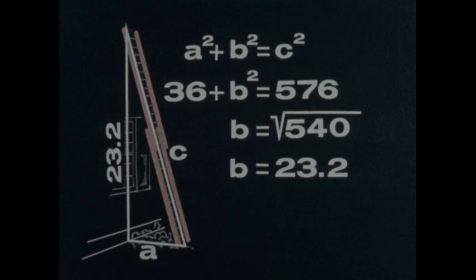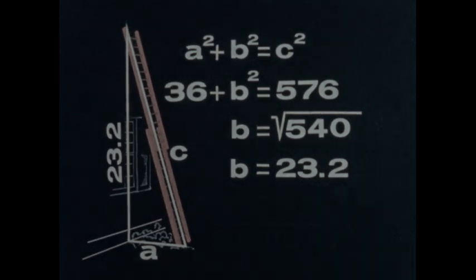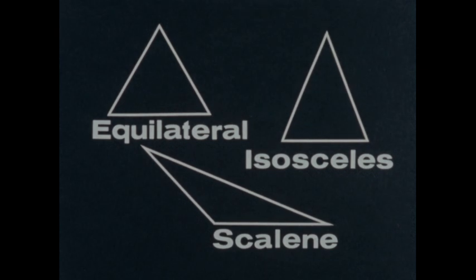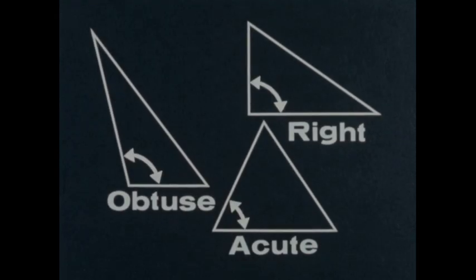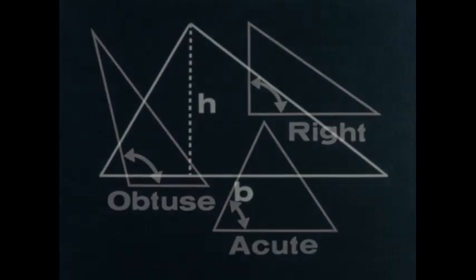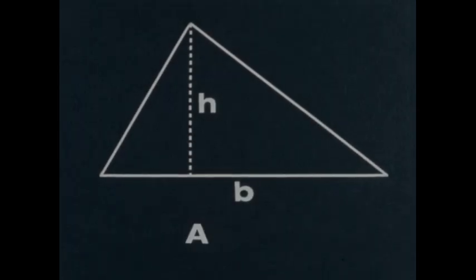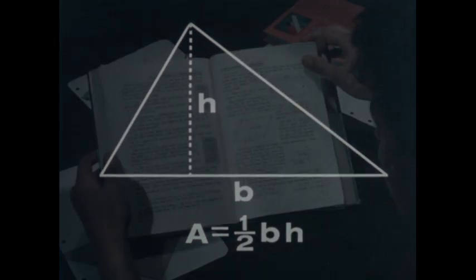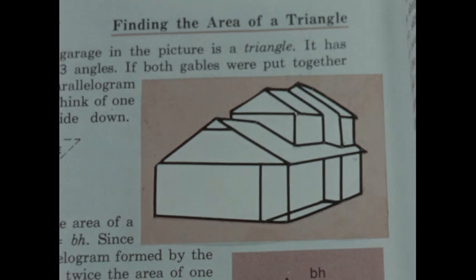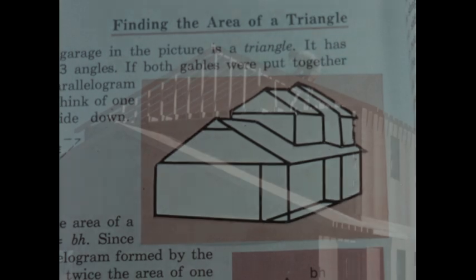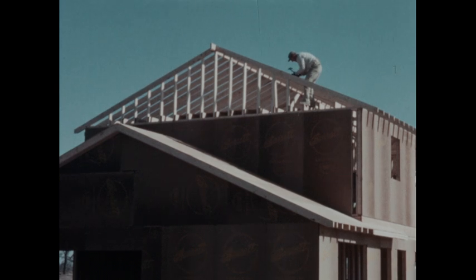How to find the length of an unknown side of a right triangle is just one of the important things we have learned about triangles. We have also seen that triangles can be identified according to the measures of their sides or their angles. We learned to find the area of a triangle by using the formula area equals 1/2 the base times the height. As you continue with your study of mathematics, you'll find that the solutions to many kinds of problems depend on your knowledge of triangles.